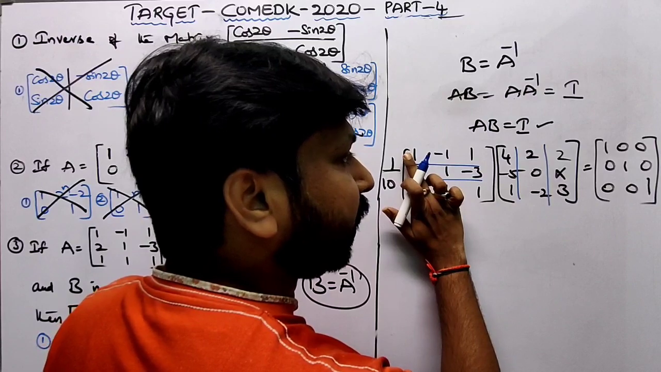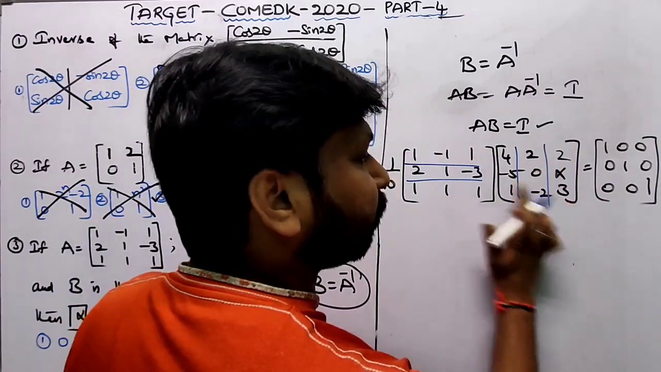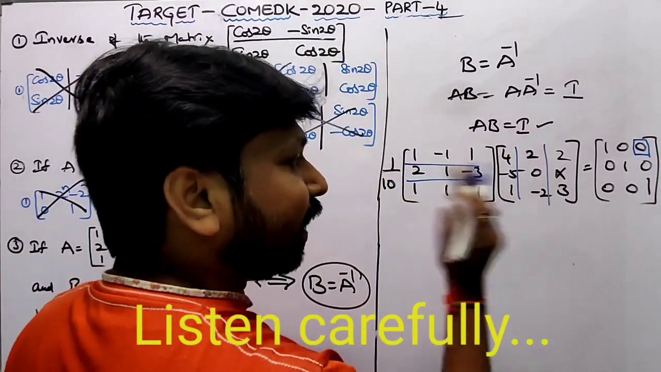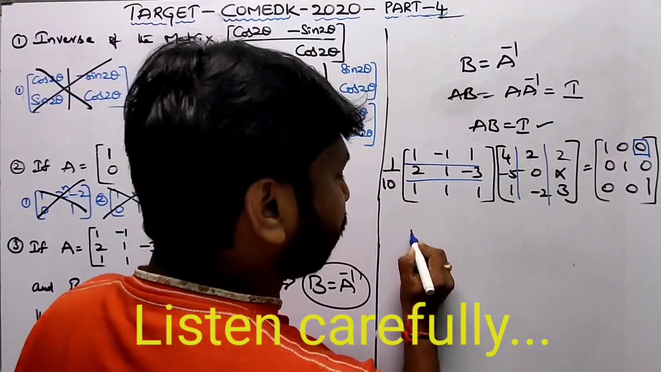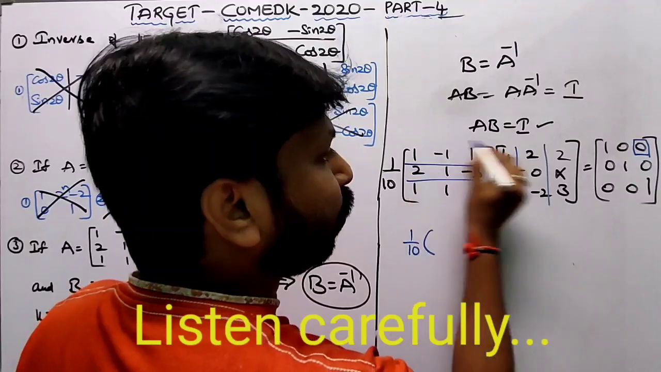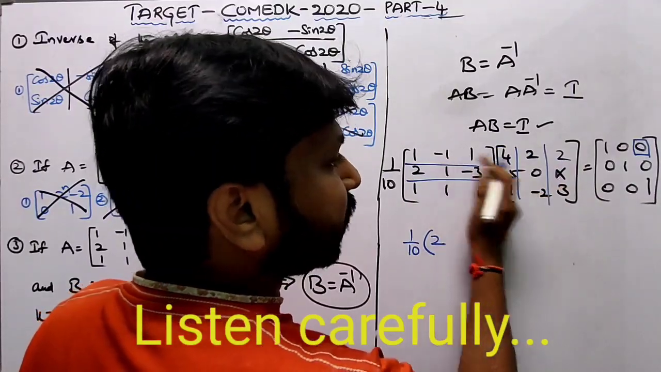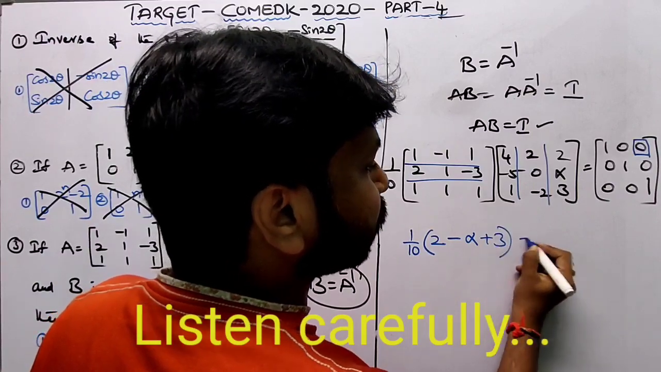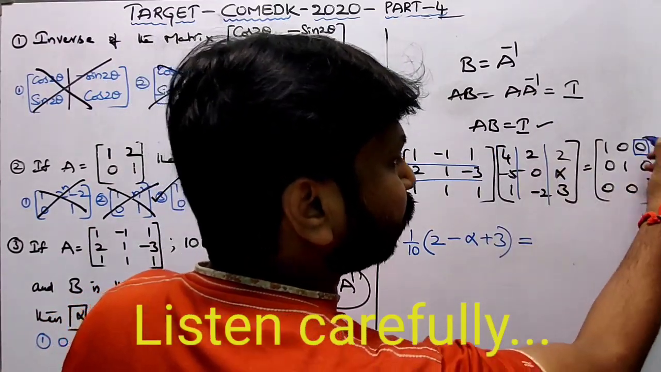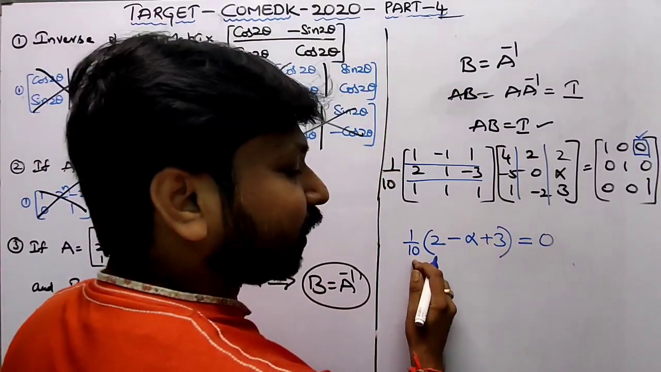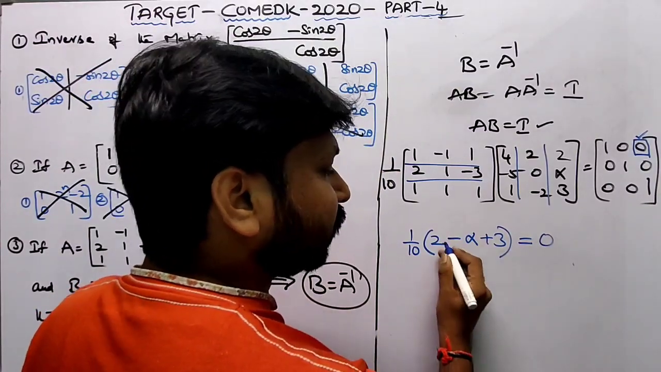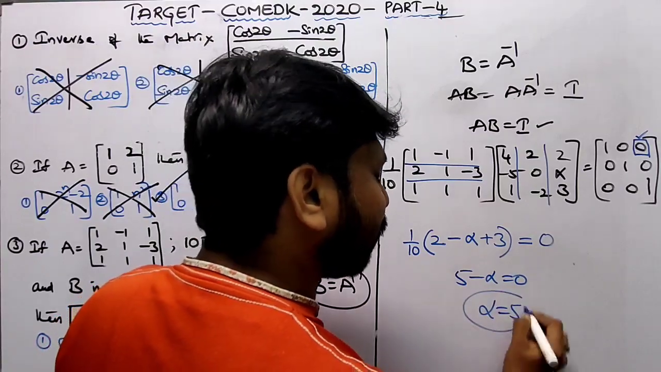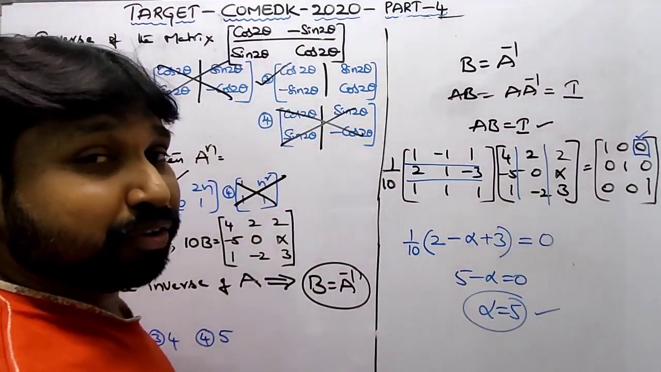This element is which element? First row third column. First row third column means which element, friends? That is 0. Let us multiply, friends. Outside, 1 by 10 is there. 1 by 10 into 1 into 2 is 2, minus 1 into alpha is minus alpha, 1 into 3 is 3. That is equal to this element, that is 0. 10 and that side 0 into 10 is 0. That's 2 plus 3 equal to 5. 5 minus alpha equal to 0. Then alpha is equal to 5. Very easy to evaluate, friends.